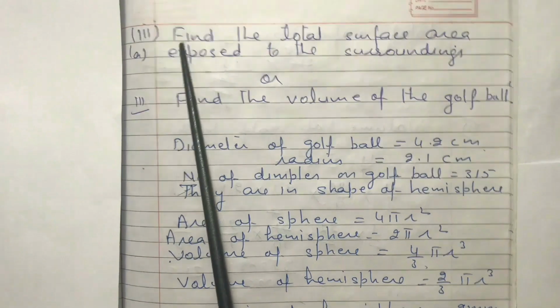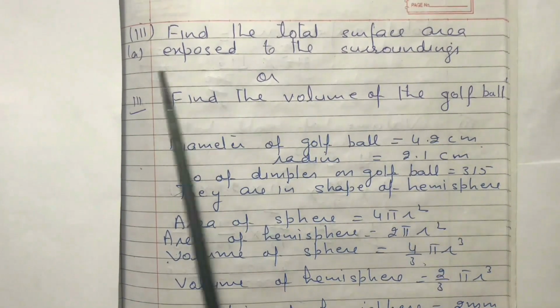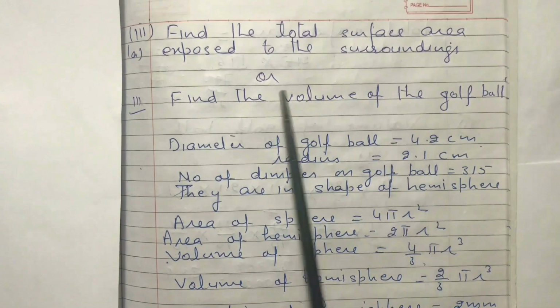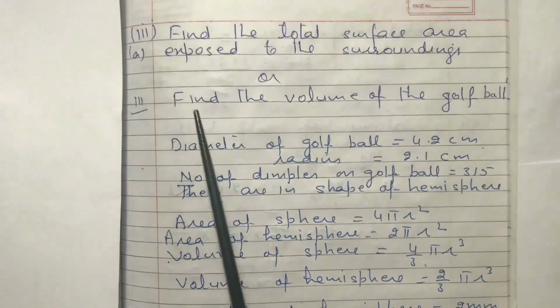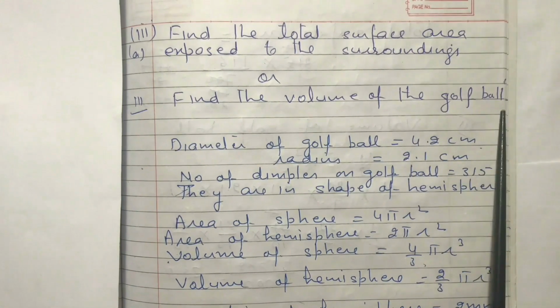Now the third question is: find the total surface area exposed to the surroundings. And the fourth part is: find the volume of the golf ball.